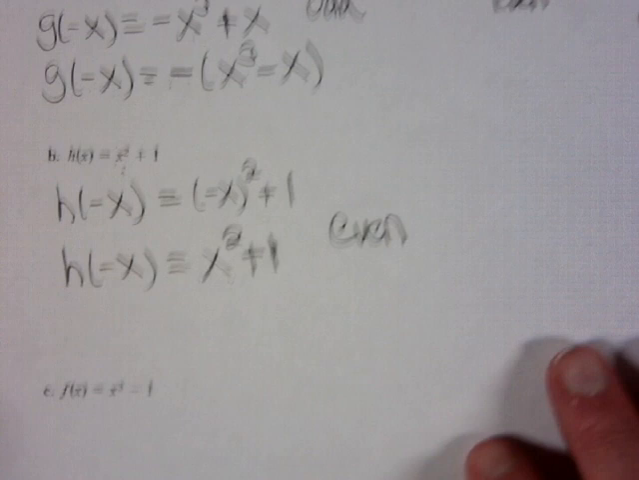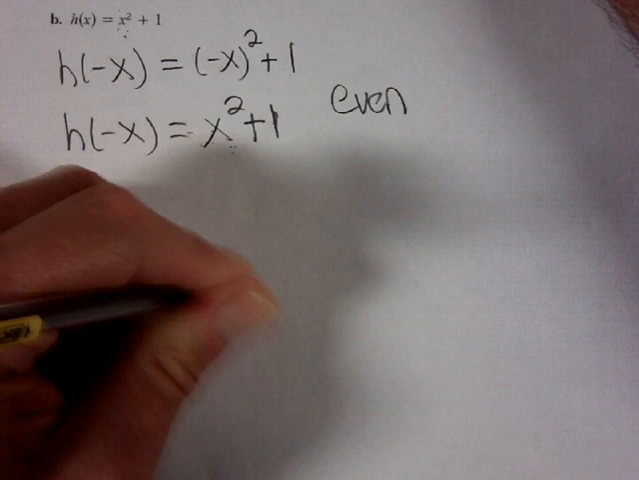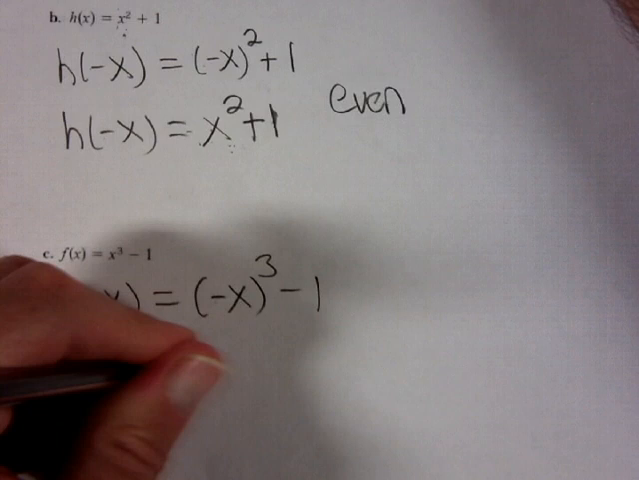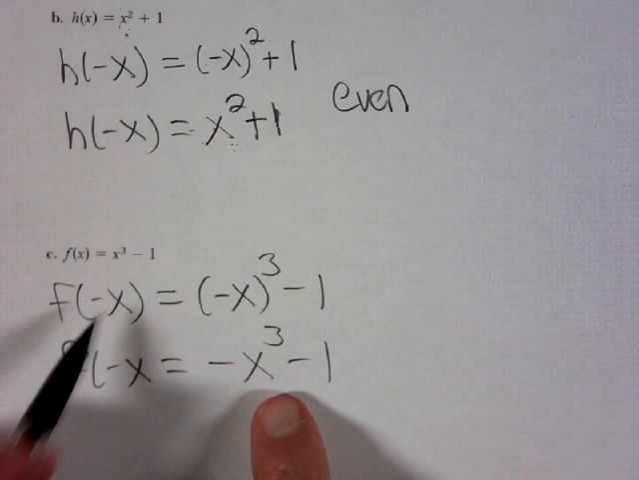Let's take a look. Okay, so on this one, I'm going to plug in f of negative x in order to compare. And when I do, I've got negative x raised to the third power minus 1. F of negative x equals negative x raised to the third power, which is negative x to the third, minus 1. All right, so I take a look at this and I take a look at the original. They're definitely not the same, so it's not even.